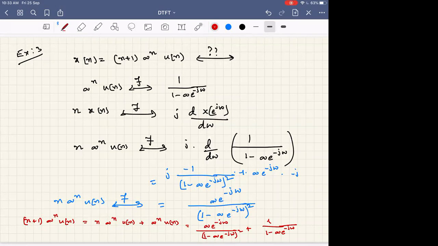Quickly, one of you simplify and tell. So anything else you are getting if I simplify? 1 by 1 minus a e power j omega whole square is coming? Yes, sir. Okay. So you can write it as, I will write it, 1 by 1 minus a e power minus j omega whole square.